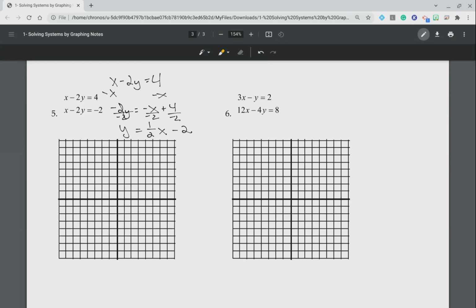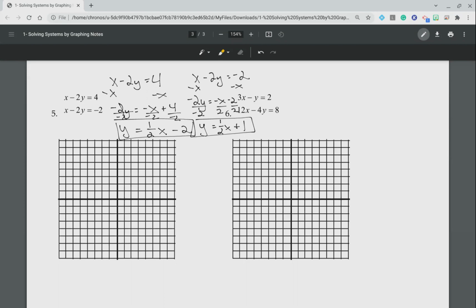All right, let's look at this other one. x - 2y = -2. So I'm going to subtract 2x, or 1x, from both sides. Divide everything by -2. And I get y = 1/2 x + 1. Okay, so here are my two equations.